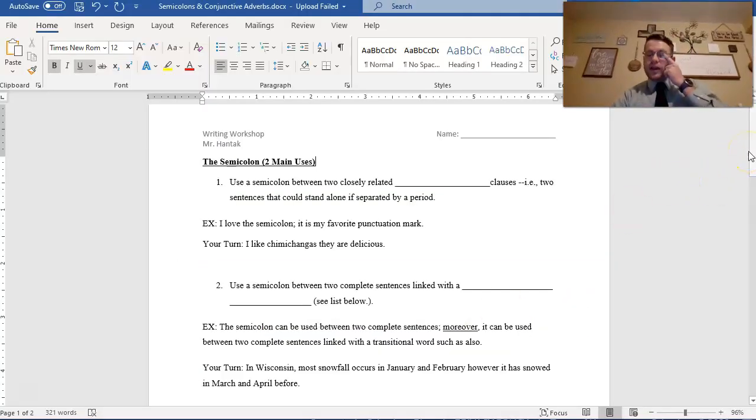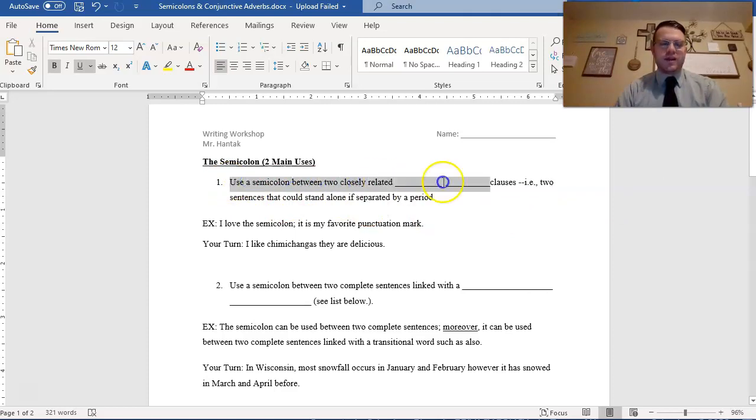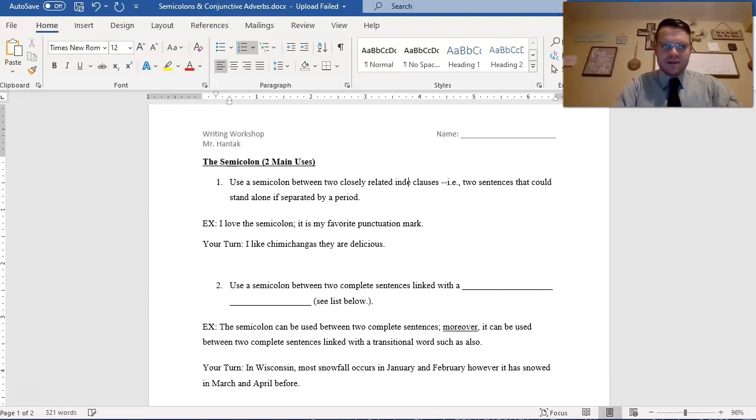So the reason why I don't have a PowerPoint for semicolons is that there's really only a couple of rules that govern them. And as long as you know those rules, you know how to use the semicolon. The first major use of the semicolon says use a semicolon between 2 closely related blank clauses. We should know that's either going to be independent clauses or dependent clauses. It says in exemplum, i.e., 2 sentences that could stand alone if separated by a period. We know that those are independent clauses. I'm going to pop that in there. Independent.